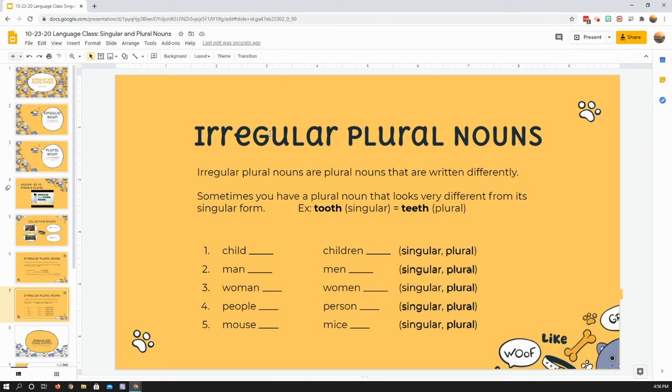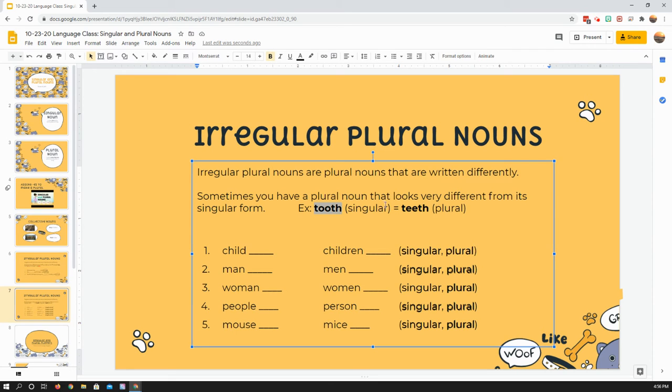So here we have more irregular plural nouns. And I know it can be confusing, but this just takes practice. Irregular plural nouns are just plural nouns that are written differently. Sometimes you have a plural noun that looks very different from its singular form. For example, here you have the singular form tooth, and then here you have the plural form teeth.